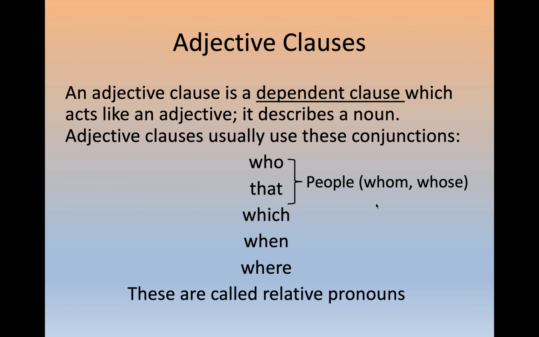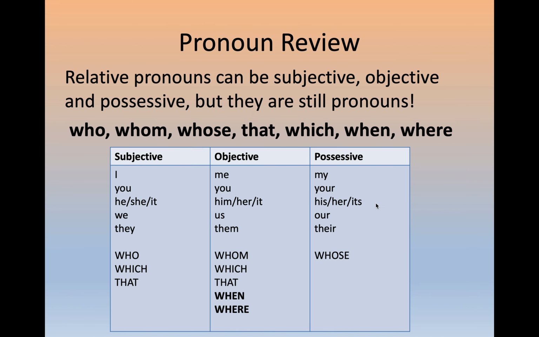Adjective clauses usually start with these conjunctions. We have who and that for people. We might also use whom or whose. That and which for things. That, which, when, and where for times and places. These conjunctions are called relative pronouns, and they act like pronouns. We know our pronouns. We have subjective pronouns, objective pronouns, and possessive pronouns.